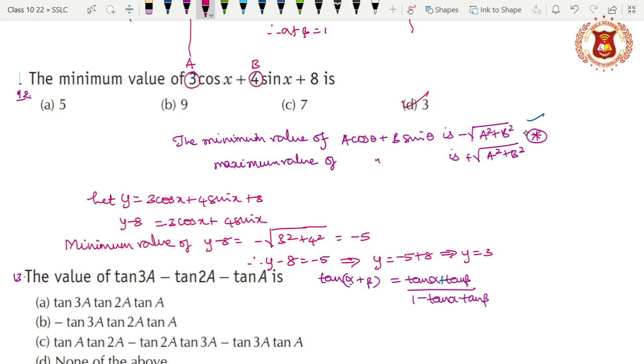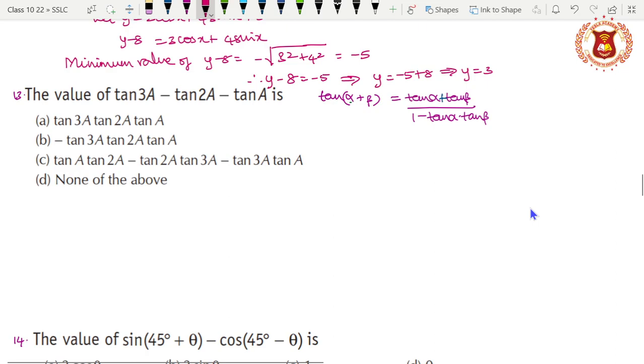Very simple problem, but remember this formula, or this shortcut. It helps you solve the problem easily. Hope everyone understood this. Moving ahead with the next problem here.